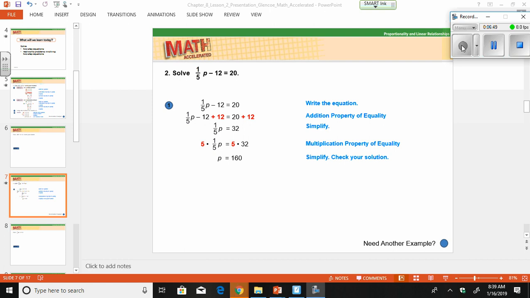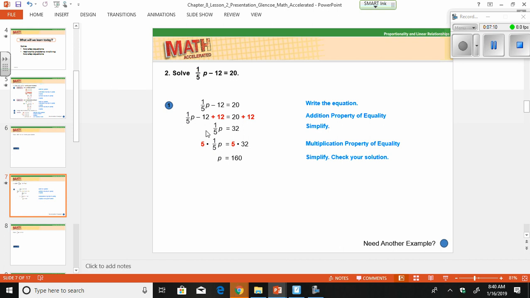So another problem here, we have multiplying by a fraction. So 1/5 p minus 12 equals 20. So again, the first thing we want to get rid of is that addition and subtraction. So we're going to do the opposite of subtracting 12 and add 12 to both sides. That gives us 1/5 p is equal to 32.